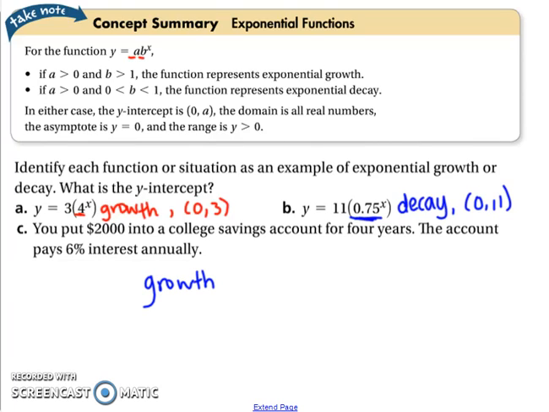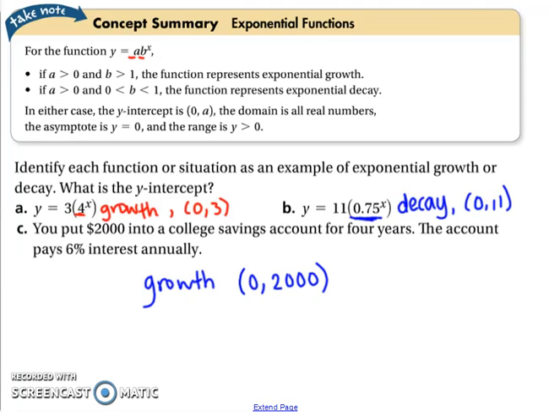And then our y-intercept here, if x is 0, so time is 0, when you open this account, how much money do you have in the account? When it's 0, you have $2,000 in the account because that's what you're starting with.